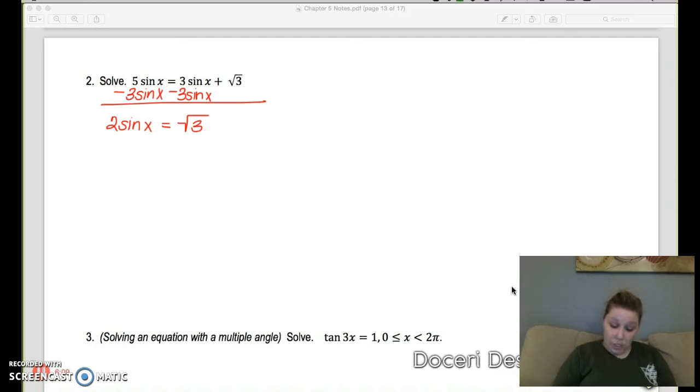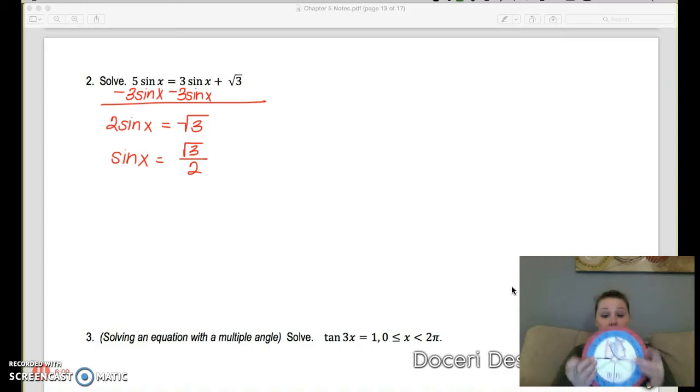Then we divide by 2, and so we get the sine of x is equal to the square root of 3 over 2. Oops, that's not supposed to be a negative, sorry. It's positive square root of 3 over 2. So now we're looking on here. Again, sine is the y. If it were cosine, we'd be looking at the x's. That'd be the only difference.